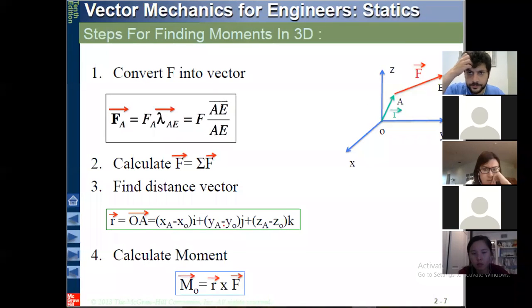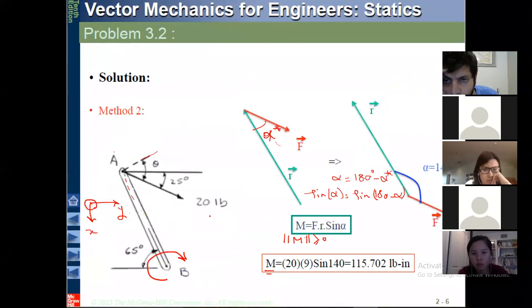Based on the definition, when you want to use this formula, FR sine of alpha, this alpha is defined by the angle between two vectors. The position vector is defined by the initial point, which is the origin. Here it is B. You want to calculate the moment around B, so B is the origin of this position vector, and it ends at A. So you have the vector in this direction, and you have F, which is given in this problem. So if you want to calculate alpha based on definition, this is the angle between these two vectors.